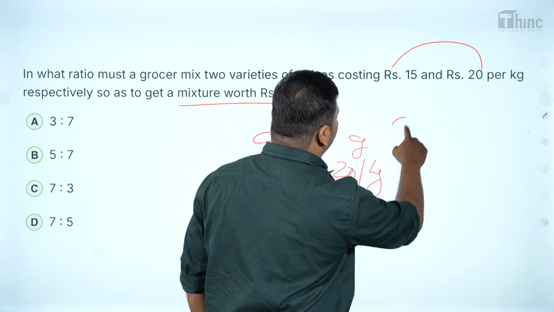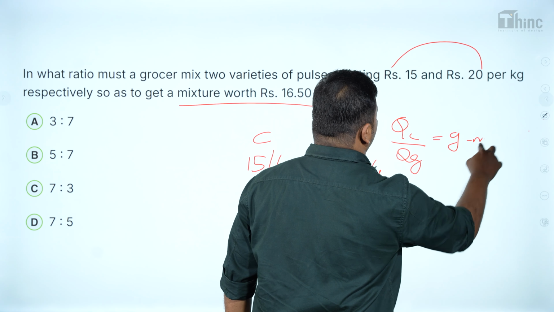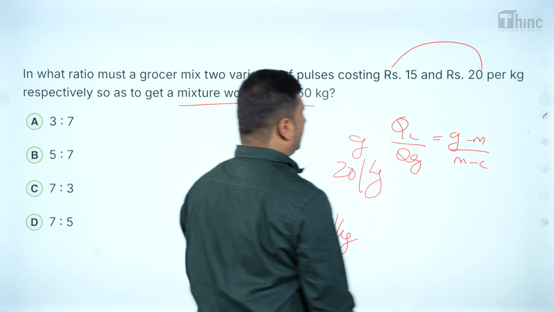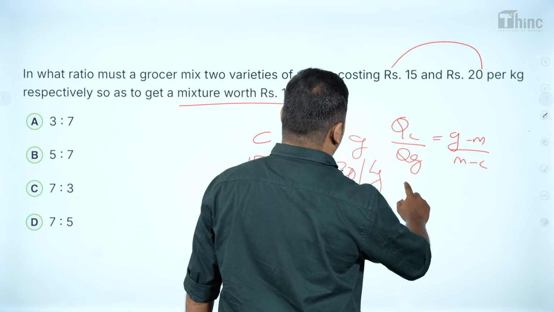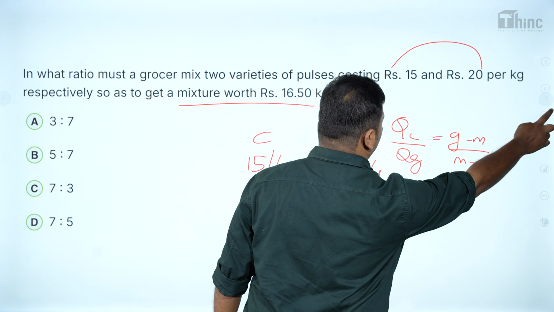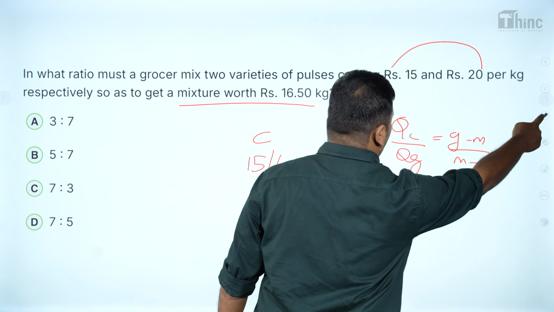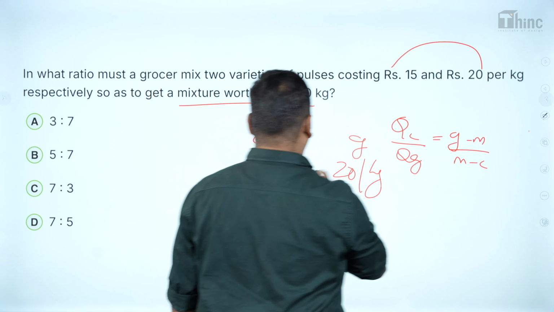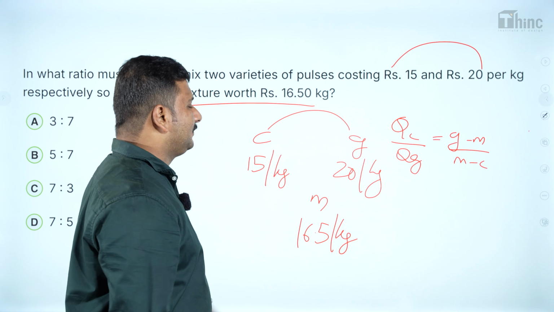So what formula we use? We'll use this formula QC by QG equals G minus M by M minus C. So what is QC? Quantity of cheap. Sorry, what is quantity of cheap to quantity of good? That is what we need to find out. So this ratio is what we need, right? In what ratio he is mixing the cheap quality with the good quality. So this ratio is what we need to find out.